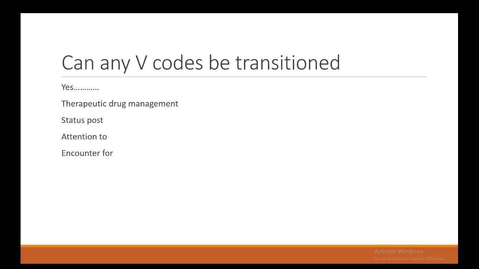Can any V codes be transitioned? Why, yes, they can, you all. You have those therapeutic drug management codes, those status post pacemaker codes, attention to a tracheostomy, attention to a PEG tube, encounter for therapeutic medicine, insulin dependence. All of those codes, those aren't trauma codes. So therefore, they can still be used, okay? So you can transition some V codes, but we use them the same way we do now. We usually don't map them, unless it's something really chronic, like a dialysis or something like that. But for the drug management and the status post codes, we normally don't map them up on the list. So it's the same concept that we're using now.